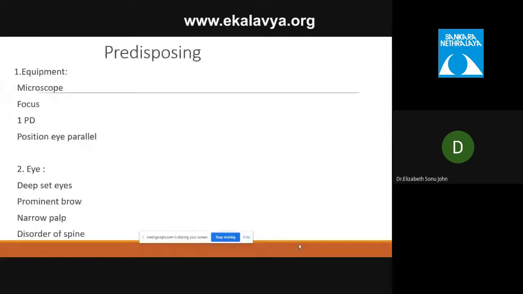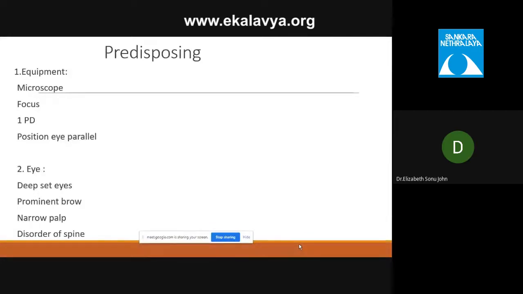Now, what are the predisposing factors that can cause PCR? Firstly, equipment. Before you start a surgery, make sure you know the microscope settings, your focus is at 0, your IPD is set, and the patient positioning is very important. Because as you do surgery, if you lose focus, you tend to make a mistake.